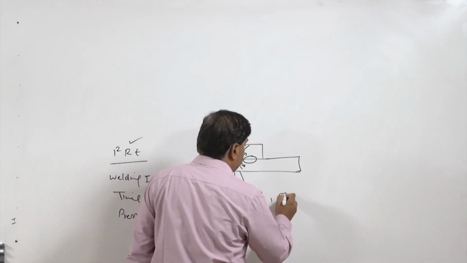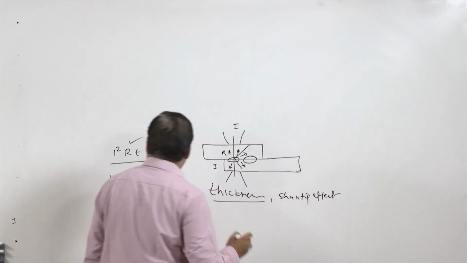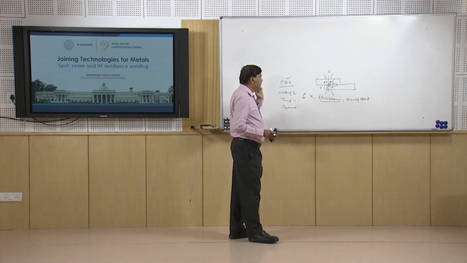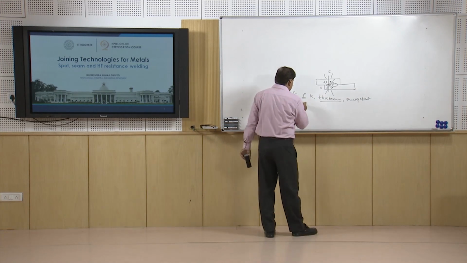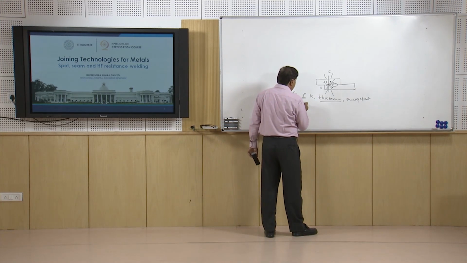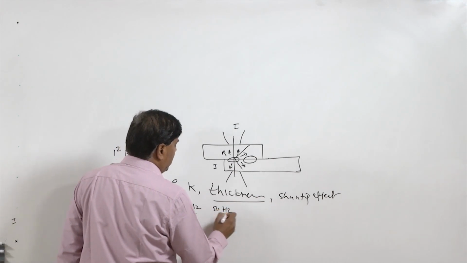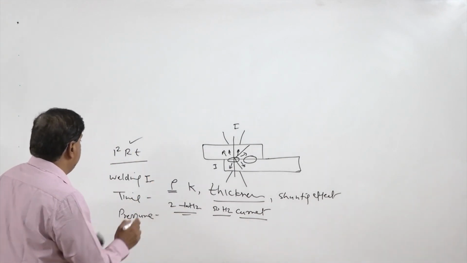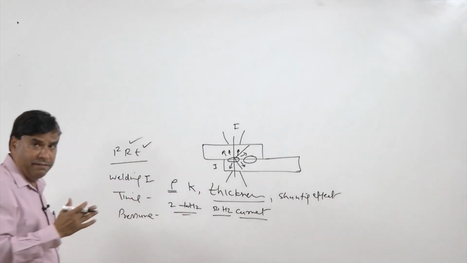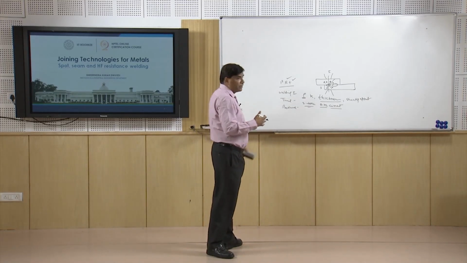So, the shunting effect also needs to be considered when selecting the suitable value of the welding current. Thereafter we have the time, which is normally measured in terms of hertz, like it may be 2 hertz to 100 hertz for the 50 hertz current. If we see this equation, time directly affects the heat being generated during the spot welding process or the resistance welding processes.